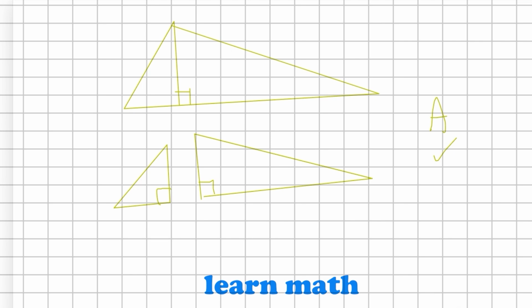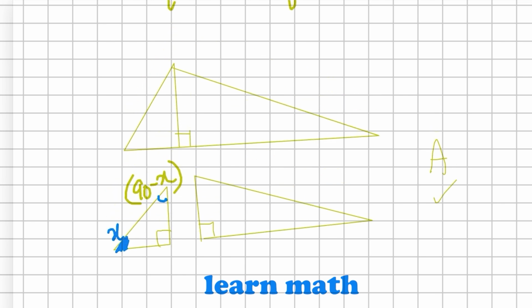To understand the remaining angles, let us assume first this angle is x. How much will this one be? 90 minus x. Let's keep that in mind. So in this diagram, this is x, this is 90 minus x.